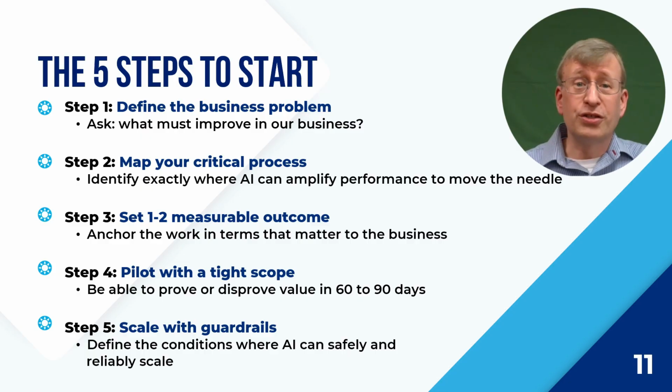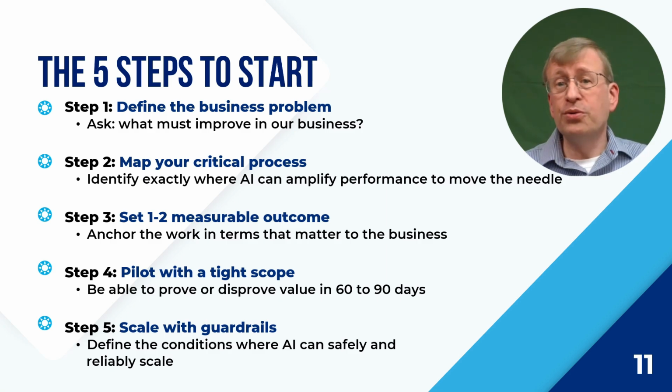Guardrails are the conditions under which AI can safely and reliably scale. They include governance structures, who approves expansions, what metrics must be met before scaling, and what oversight stays in place. They include compliance checks and risk checks, ensuring legal, ethical, and reputational boundaries are respected. And they include cultural guardrails, making sure teams are trained, supported, and ready to adopt the new way of working. In short, scaling with guardrails means you only move forward when you can guarantee both performance and trust.